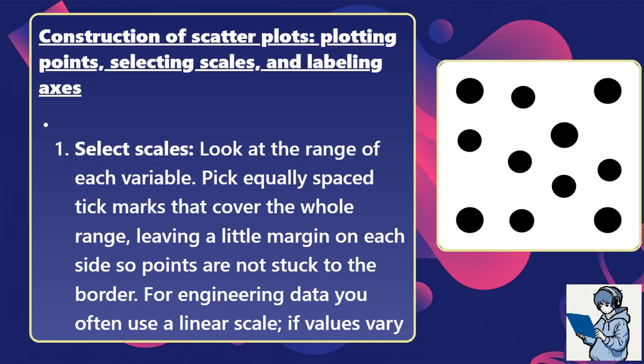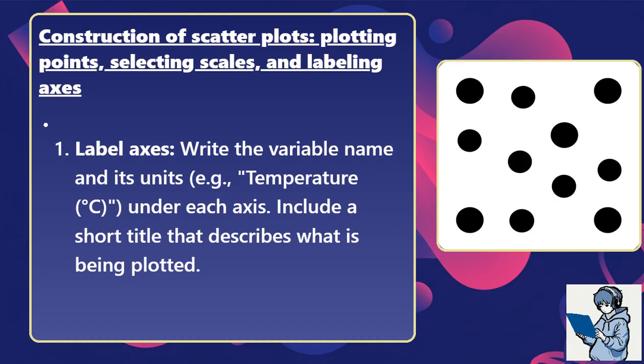For engineering data, you often use a linear scale. If values vary over orders of magnitude, a logarithmic scale may be better. Step 3. Label axes. Write the variable name and its units, for example temperature in degrees Celsius, under each axis. Include a short title that describes what is being plotted.